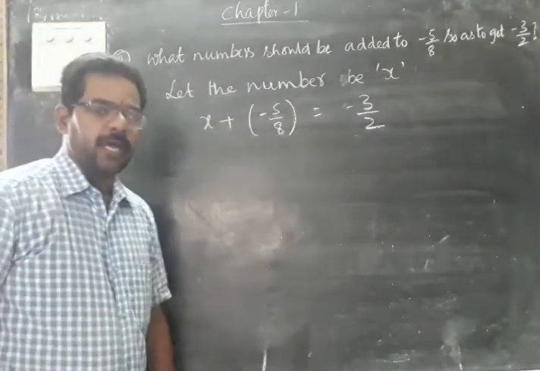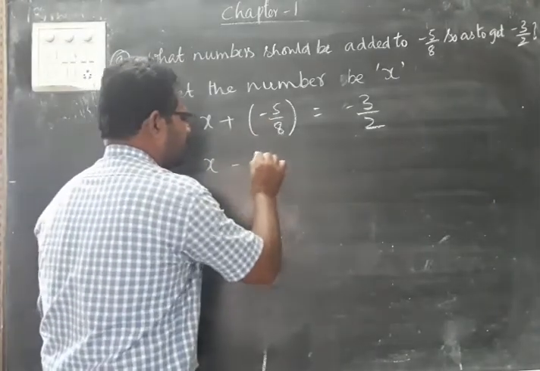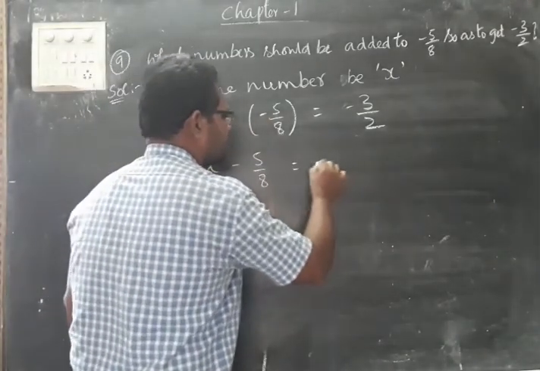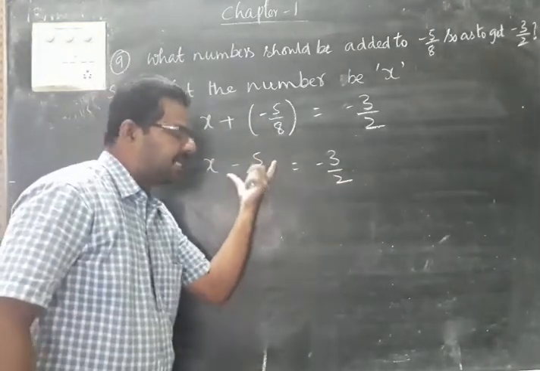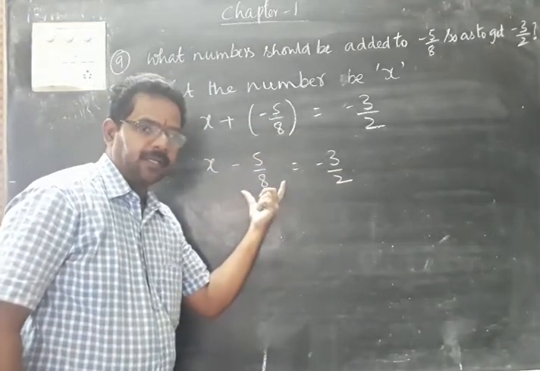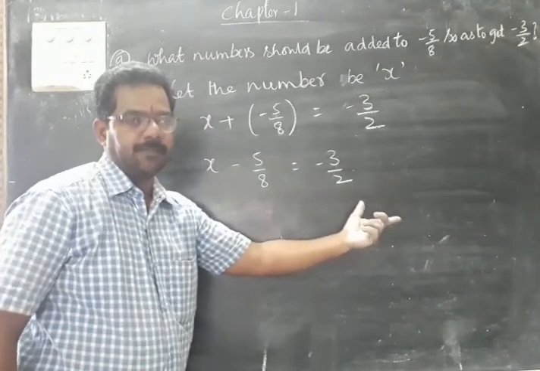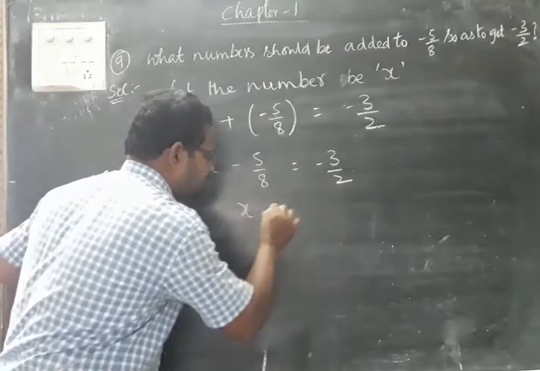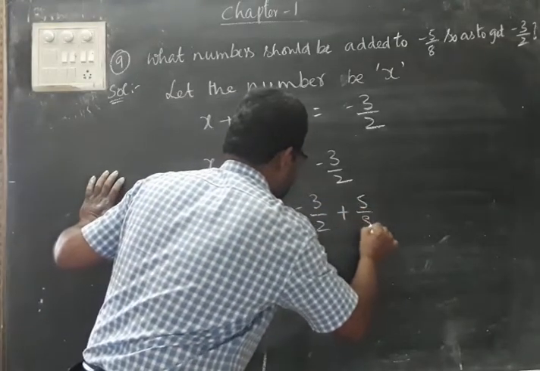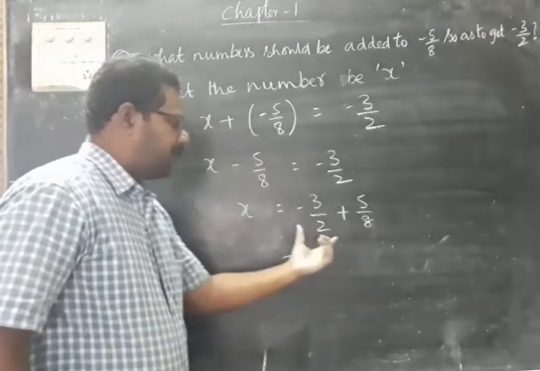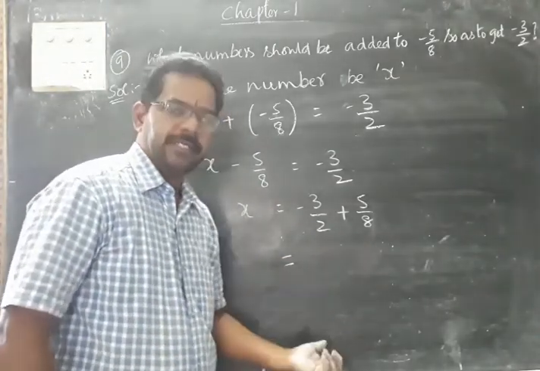Okay, so x value we have to find out. x plus into minus is equal to x minus 5 by 8 is equal to minus 3 by 2. So minus 5 by 8 is a rational number, negative number. If you take this transpose to that side, it will become plus, positive number. Okay, x is equal to minus 3 by 2 plus 5 by 8. If you find the LCM for these two, we can get the result.